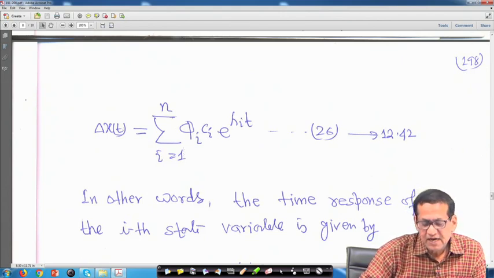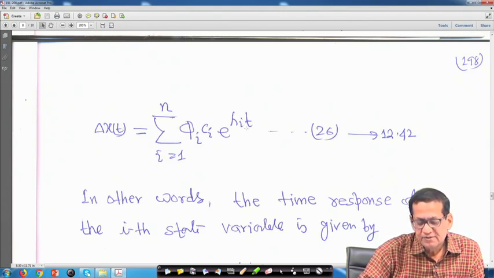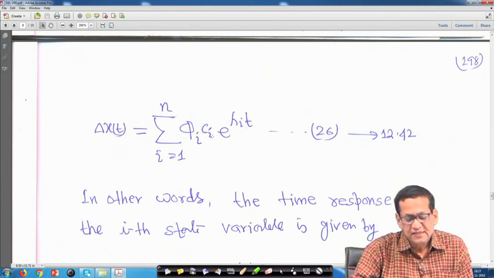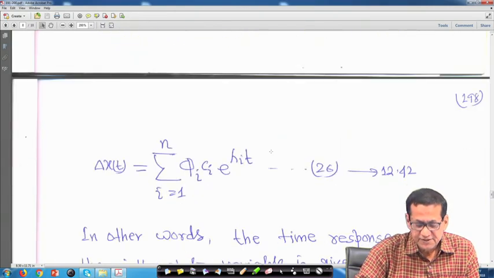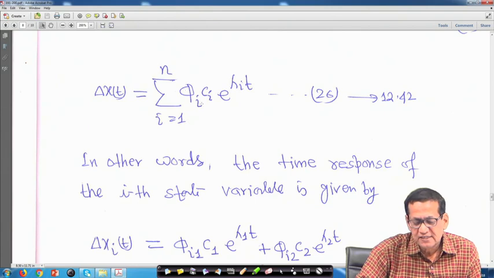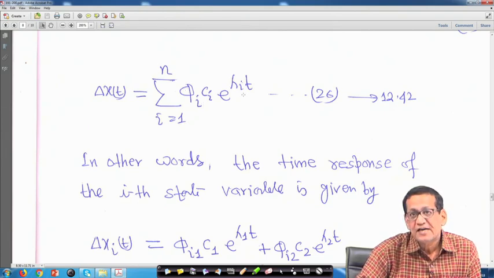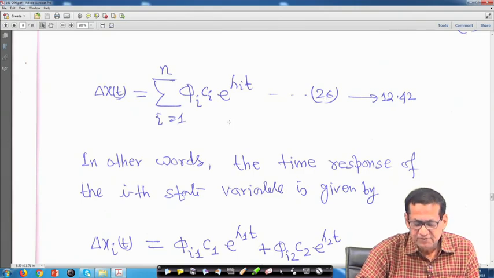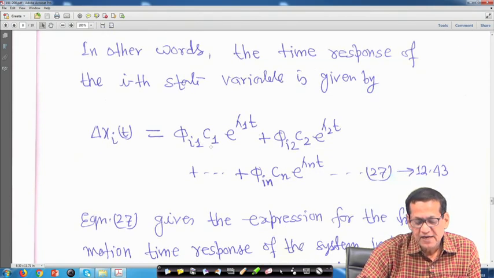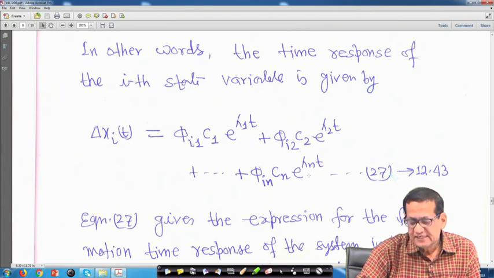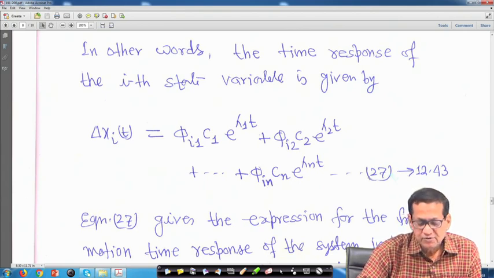Delta x t is equal to the sum from i equal to 1 to n of phi i c i e to the power lambda i t, because c i is equal to z i 0, which is psi i delta x 0. This is equation 26. In other words, the time response of the i-th state variable, if you expand this, is delta x i t equal to phi i 1 c 1 e to the power lambda 1 t plus phi i 2 c 2 e to the power lambda 2 t, up to phi i n c n e to the power lambda n t. This is equation 27.